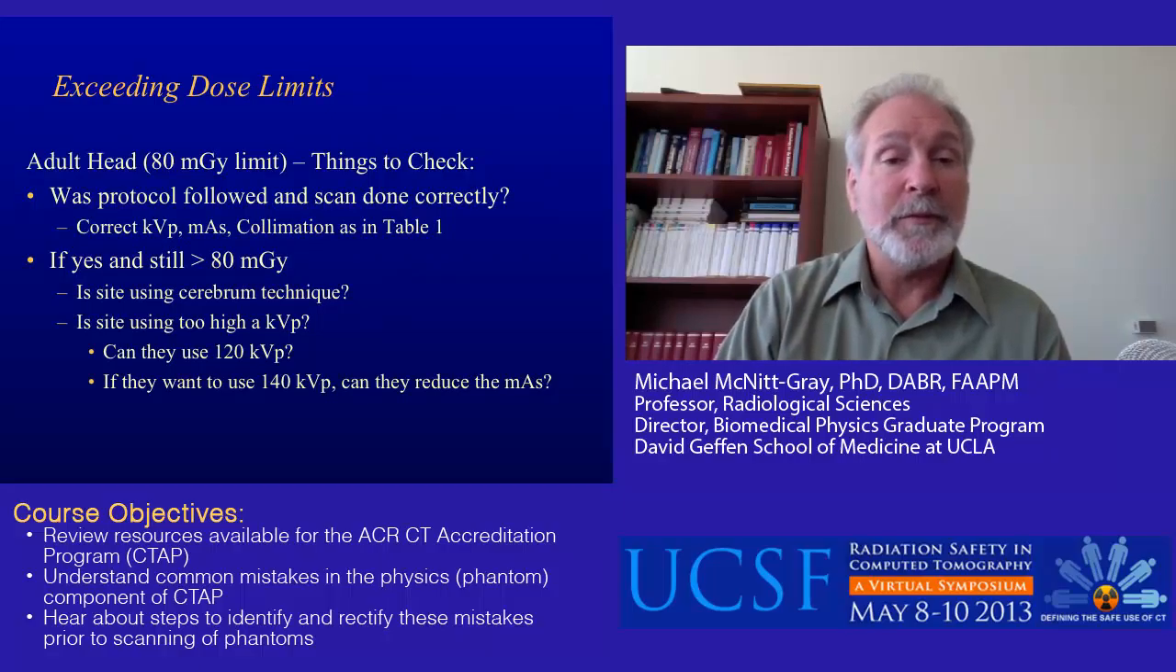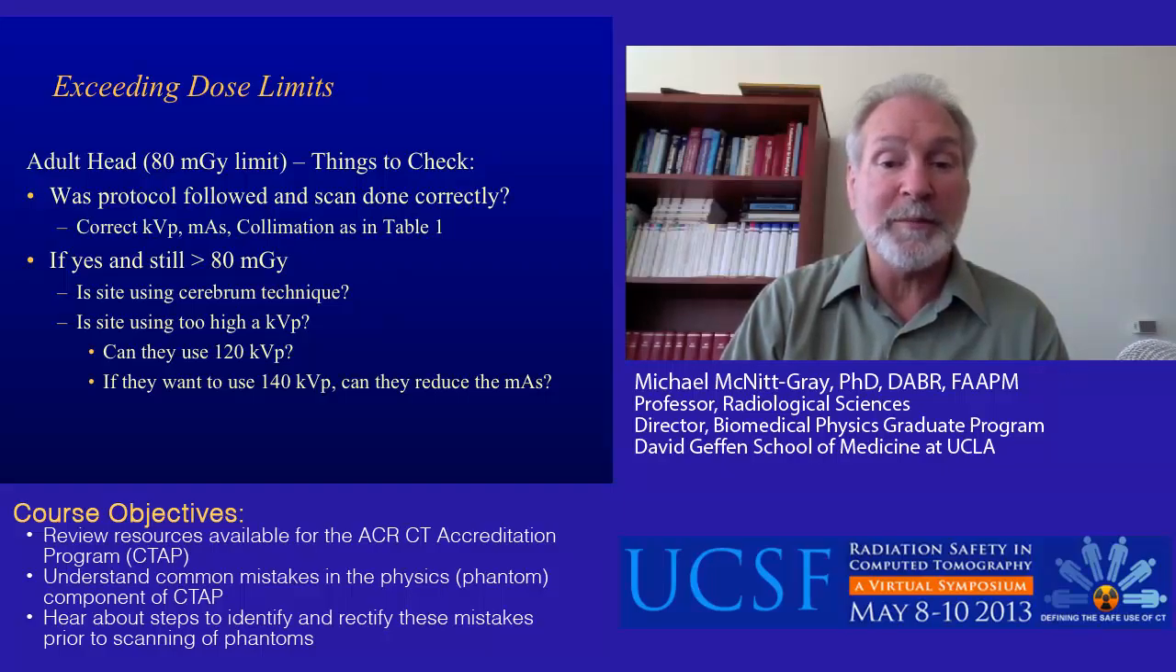This is in the instructions, that exceeding these dose limits leads to a failure. So, what happens? If the adult head is at the 80 milligray limit, here are some things to check. First, was the protocol followed and the scan done correctly? Were the kVp, mAs, and collimation done as described in Table 1 of the site submission? If yes, and the values are still exceeding 80 milligray, here are a couple more things to check.